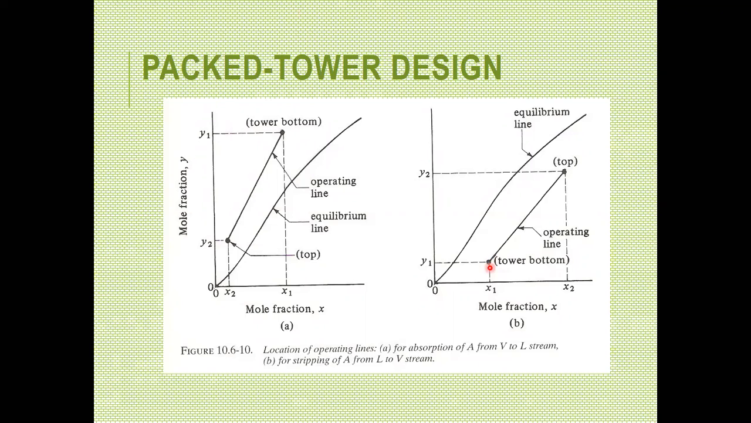If it's in the case of stripping, then the top of the tower will be here. So your Y2, X2 will be the top of the tower and the bottom of the tower will be here. Now, actually, it's still the same. Your tower bottom is still labeled as 1. The top of the tower is still labeled as 2. But in this case, they have switched places. So in here, the tower bottom is already up here. In here, the top of the tower is here, whereas in the other, the top of the tower is here. Okay? So it's the other way around.